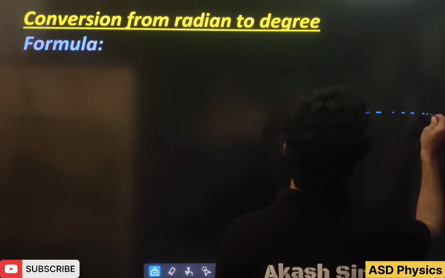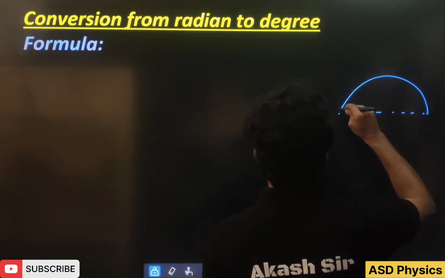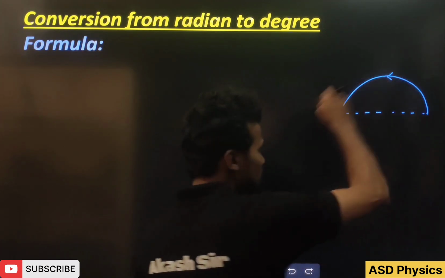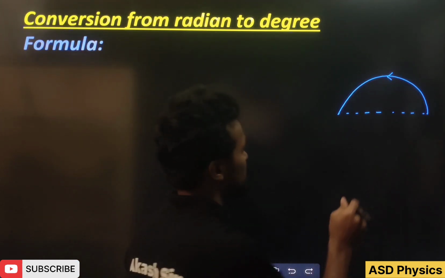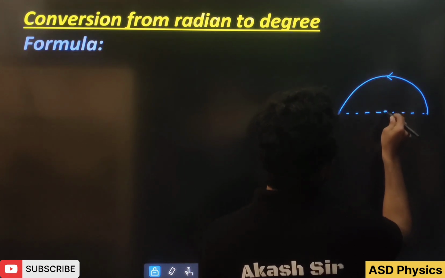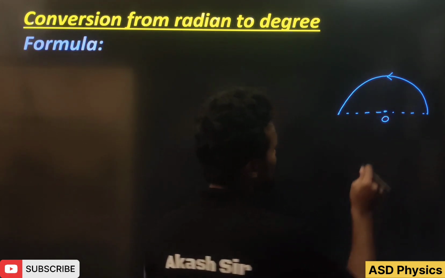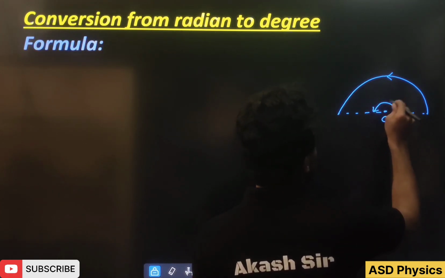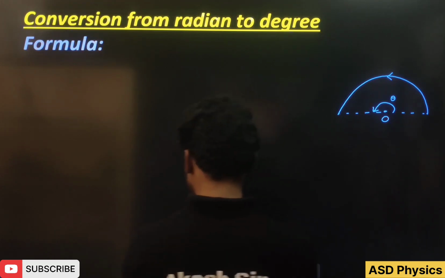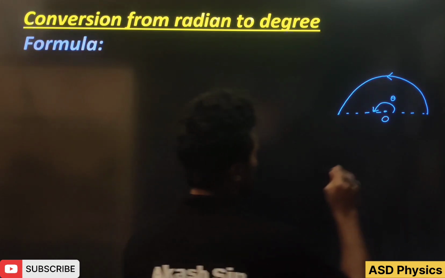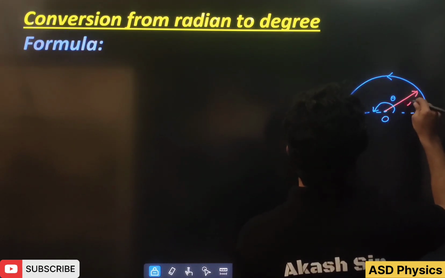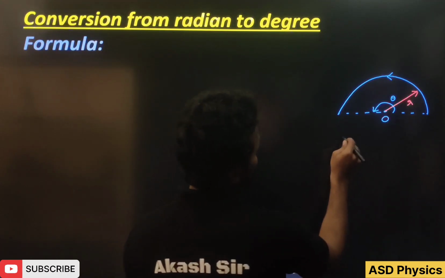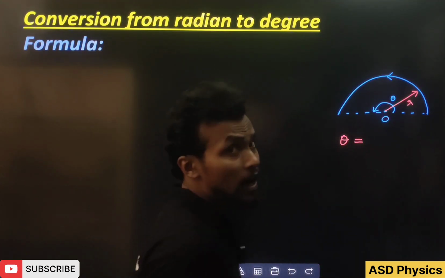Let's say for example, let's take one line, a revolving line, or one particle moving in a semicircular path. So how much angle will it create at the center O? Students, this angle we are going to calculate, theta here. Now let's take the radius, how much? This radius is r. Now we can write angle equal to arc by radius.